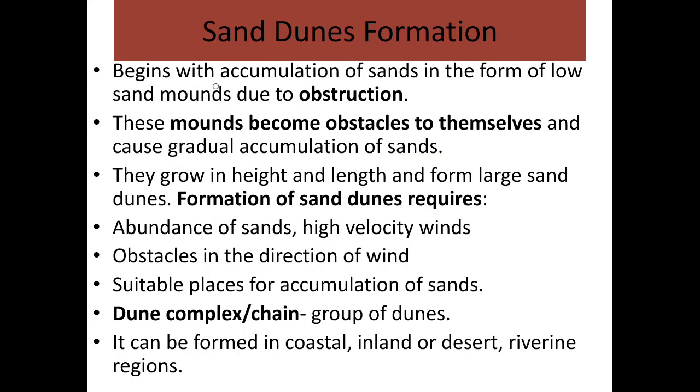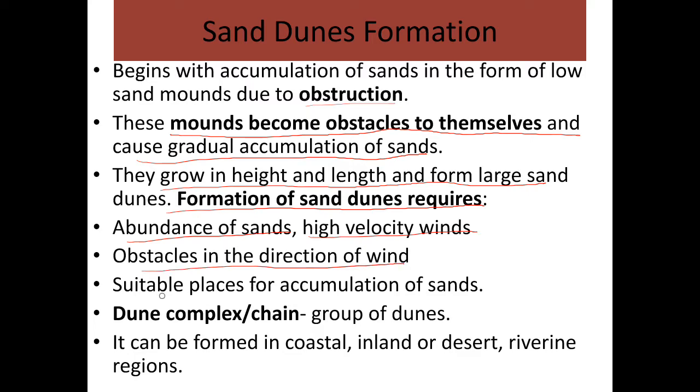Sand dune formation begins with accumulation of sand in the form of low sand mounds due to obstruction. In this low sand mound region, deposition occurs again, and the mound itself becomes an obstacle and causes gradual accumulation of sand, so that the sand dunes grow in size. They grow in height and length and form large sand dunes. Formation of sand dunes requires abundance of sand, high velocity winds, obstacles in the windward direction, and suitable places for accumulation of sand. All these processes help in the formation of sand dunes.